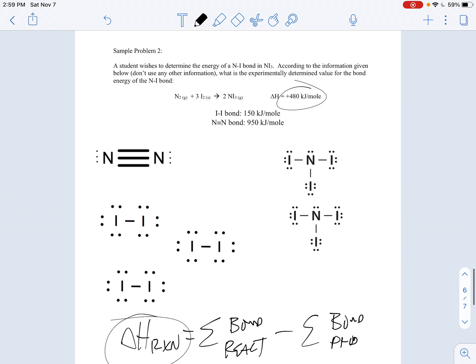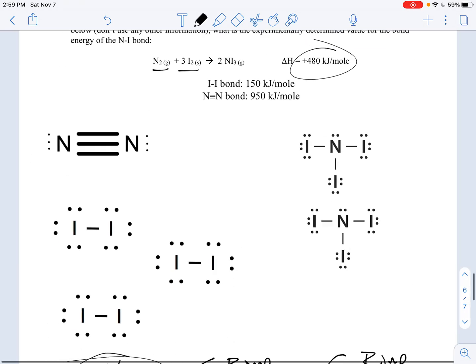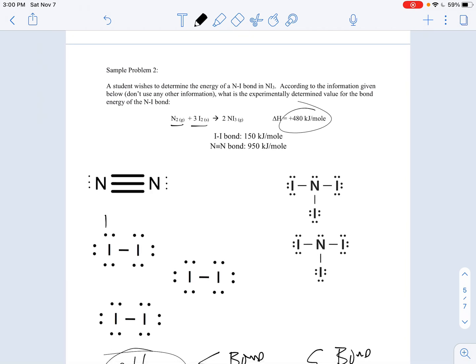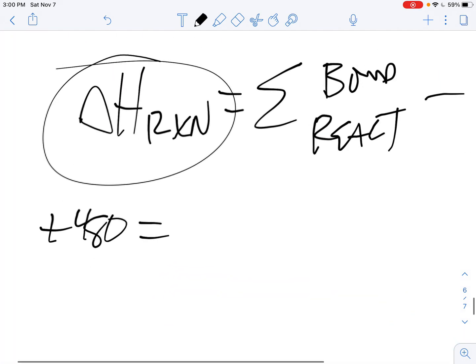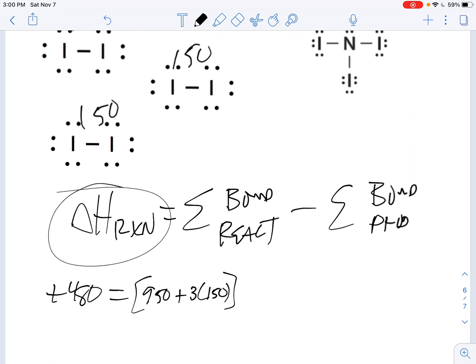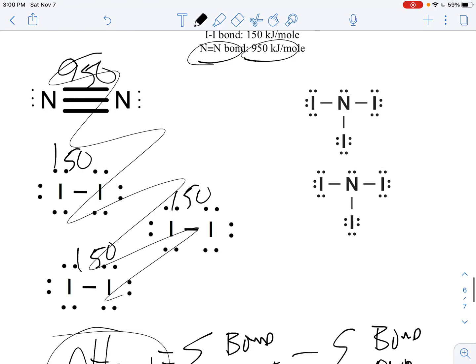Now, what bonds do I have to break for my reactants? Well, let's see. I have a nitrogen and 3 iodines. So they kind of gave that to you. Oh, there it is, right there, a nitrogen and 3 iodines. And they told you that each iodine is 150. And they told you that the nitrogen is 950. So you're breaking a 950 and then 3 150s. That's what you have to do over here to break all of this stuff.